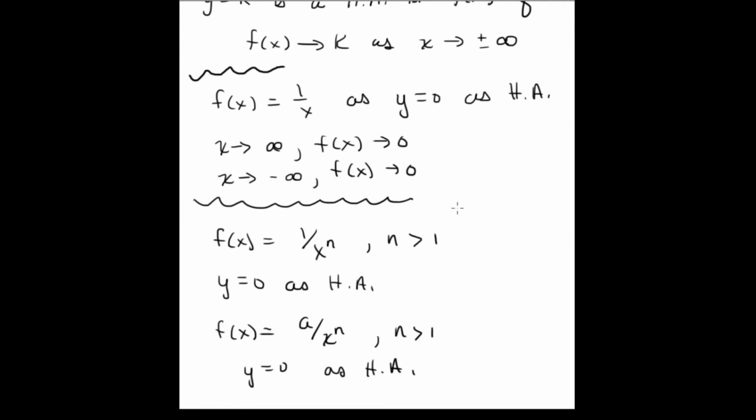And so what all that means is that as x approaches plus or minus infinity, in all of these cases, f of x approaches 0. And we're going to use that in this video and in the following videos to construct the three possibilities that rational functions can take in terms of their asymptotes.